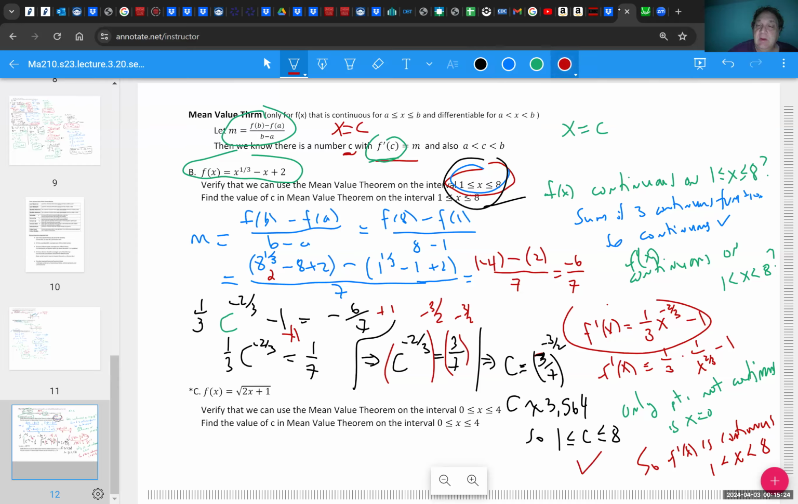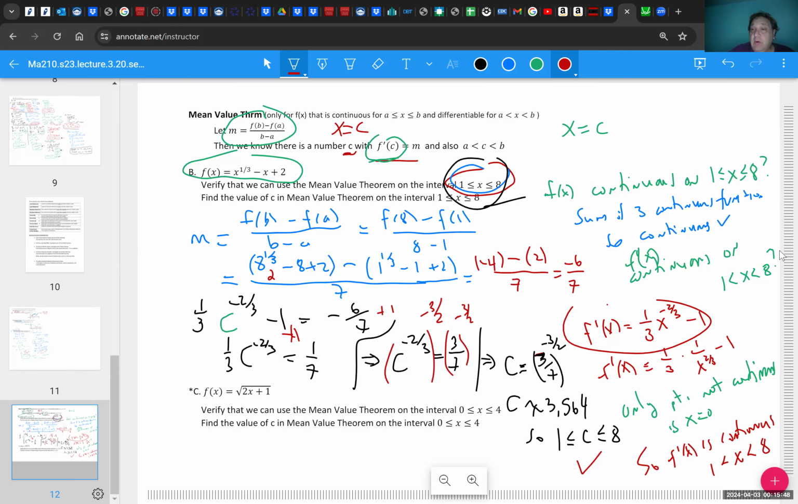That's it. You're supposed to verify that the function is continuous and differentiable. And then you're just supposed to find the derivative equal to the slope through the endpoints. And there's going to be a value of c somewhere in the interval, which is going to be exactly equal to that slope of y2 minus y1 over x2 minus x1.